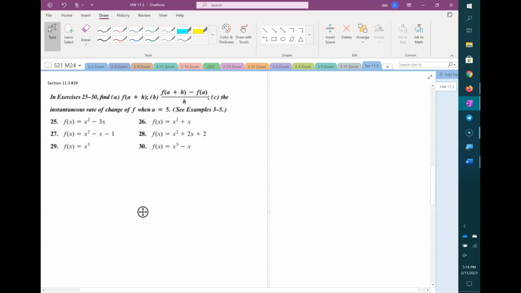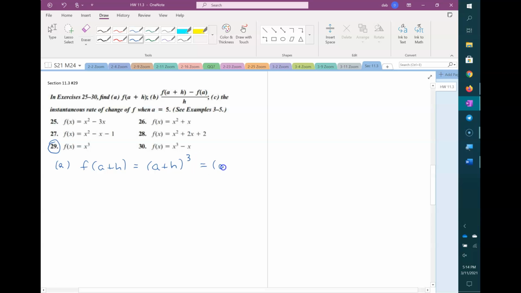So the next one I was asked to make a video for was number 29. So A says find f of a plus h. So that tells me I want to put a plus h everywhere I see x in the formula. So that's a plus h quantity cubed.